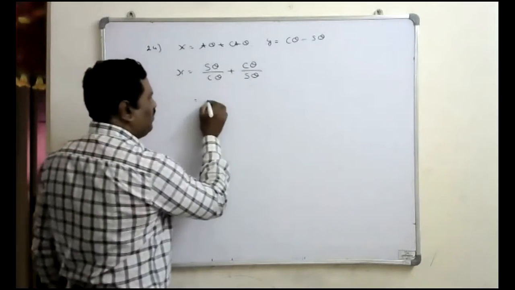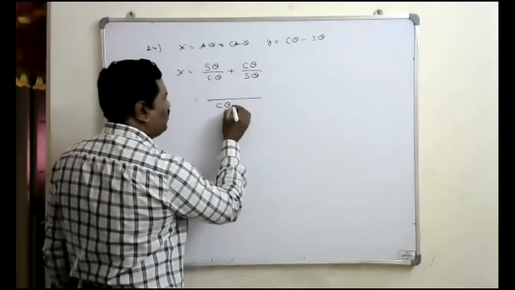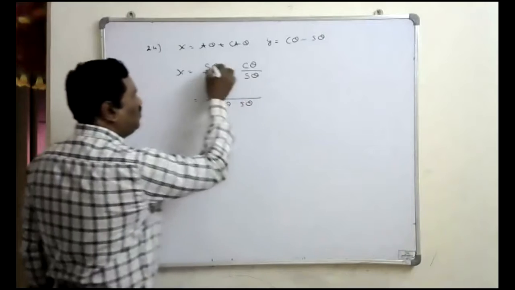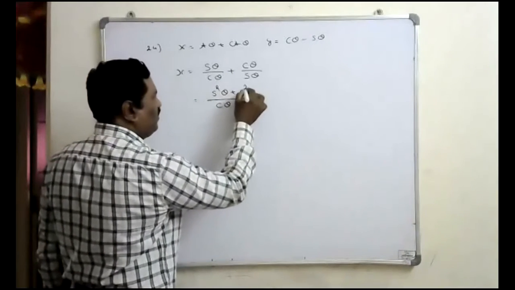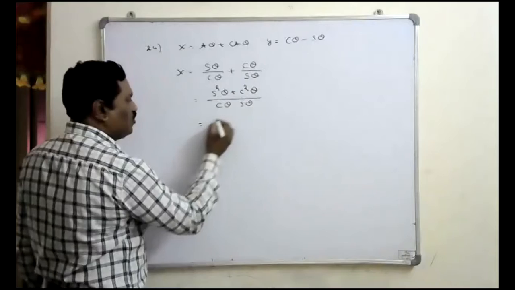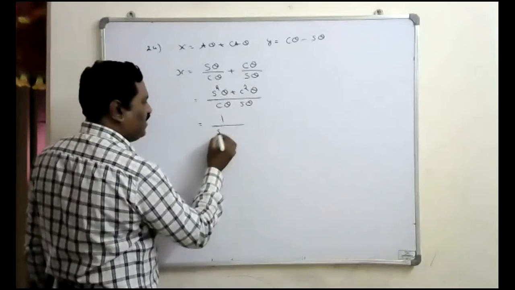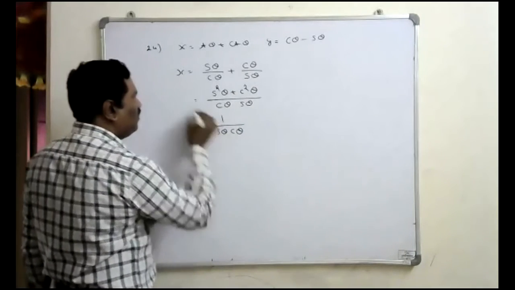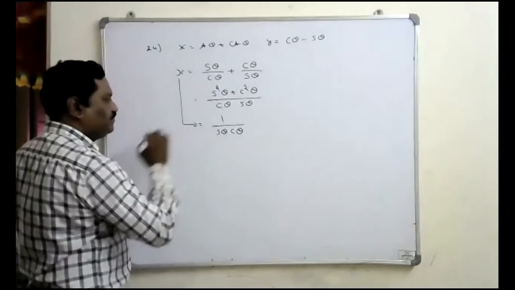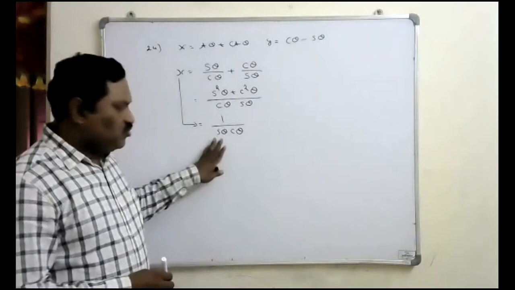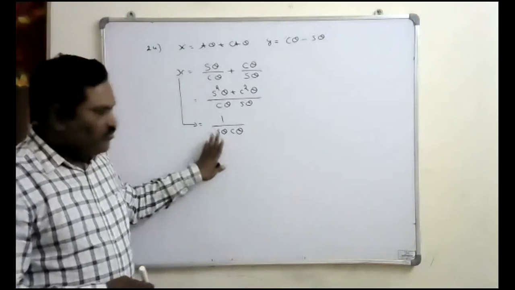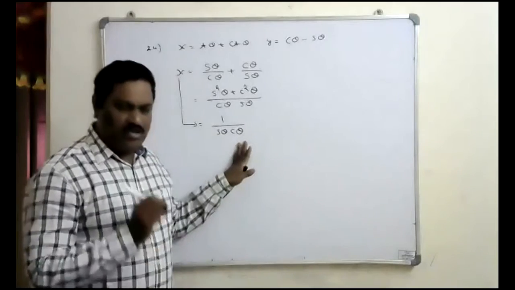Then if you take the LCM here, where the LCM is cos theta into sin theta, in the numerator we will get sin square theta plus cos square theta. So sin square theta plus cos square theta is 1 by sin theta cos theta. So this is the value of x, which is 1 by sin theta cos theta. Now to eliminate the theta, we want the sin theta into cos theta value.